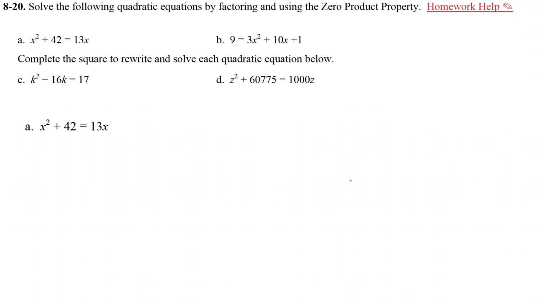820. Solve the following quadratic equations by factoring and using the zero product property. Okay, so the first problem we want to do here is x squared plus 42 equals 30x. So the first thing we have to do is get 13x over here. So we have x squared minus 13x plus 42 equals 0. So we have to factor this quadratic.